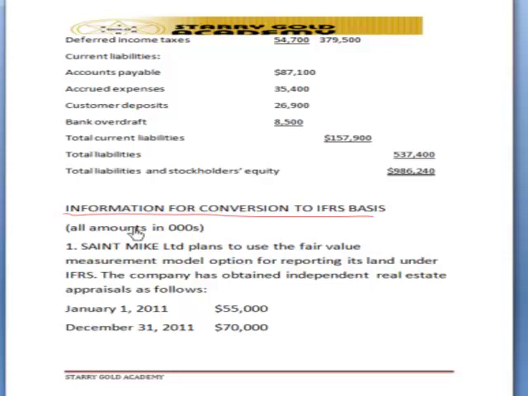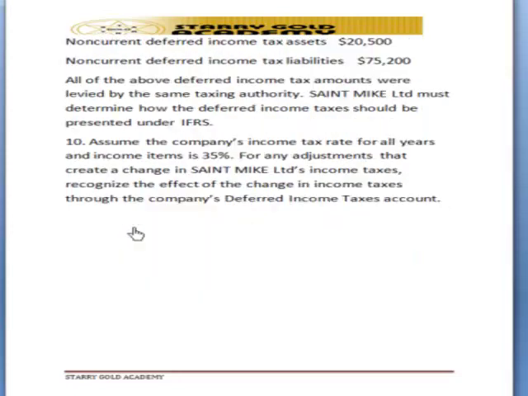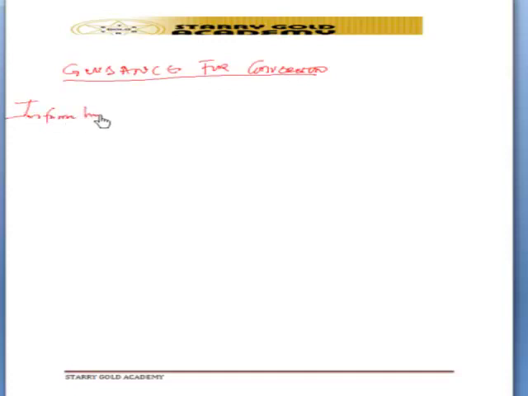Okay, so what I'll be doing here is, at the first page of our solution, I want to put the guidance. Let's put the guidance for conversion. Let's put it that way. So we have information item.